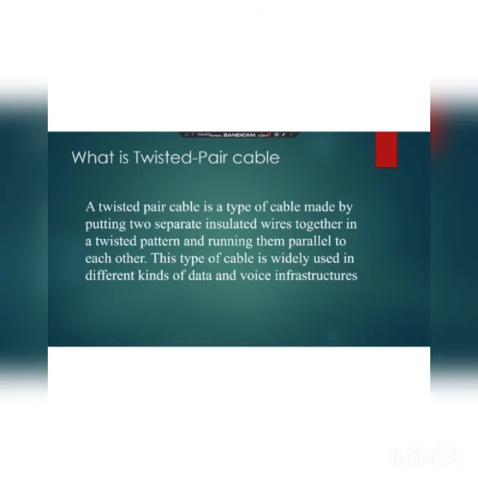A twisted pair cable is a type of cable made by putting two separate insulated wires together in a twisted pattern and running them parallel to each other. This type of cable is widely used in different kinds of data and voice infrastructures.